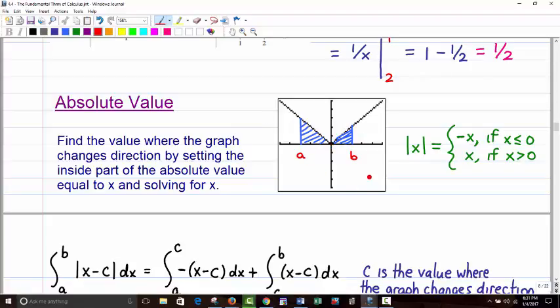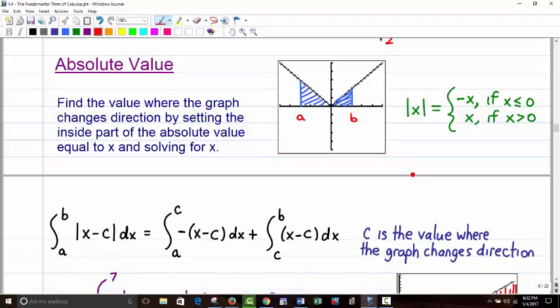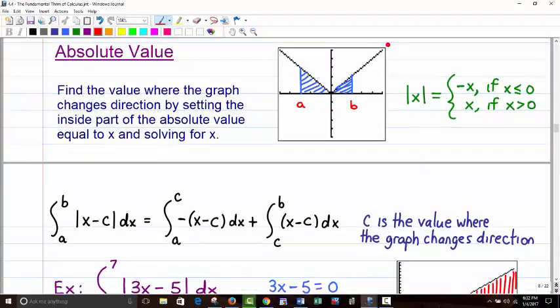So you have to actually treat it as two separate pieces. You can't do this straight from A to B, assuming that the point is between A and B. If the point's not between A and B, then you can do it as one process. So what you have to do is find that value where the graph changes direction, the vertex point.